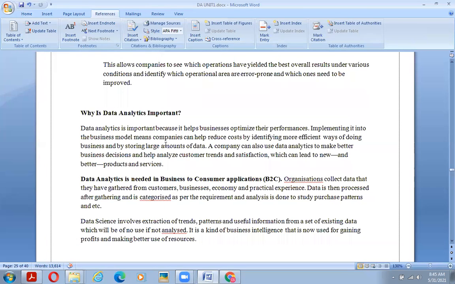So for getting those insights, one should ask why data analytics is important. Data analytics is important because it helps businesses optimize their performance. Implementing data analytics into business models means companies can reduce cost by identifying more efficient ways of growing their business. A company can also use data analytics to make better business decisions and analyze customer trends and satisfaction, which can lead to new and better products and services.